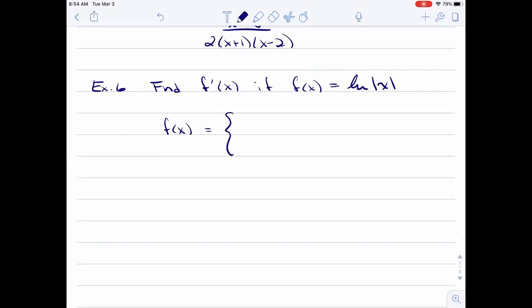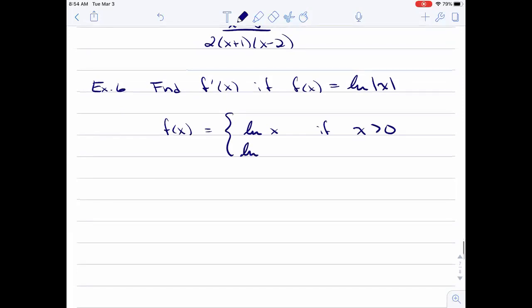is going to be a piecewise function where it's just going to be the natural log of x if x is greater than 0. But if we're feeding it a negative number, to turn it positive, then we would have to take the natural log of negative x if x is less than 0.